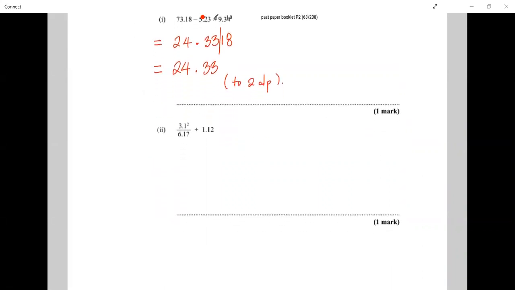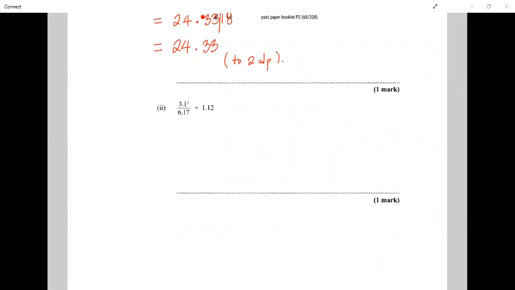All right, next, this is 3.1 squared divided by 6.17. If we want, we could just put this in the calculator as well and press equal. It's 3.1 squared divided by 6.17, and to this we're going to add 1.12. All right, so the answer here is 2.6775. Some other digits come after it, but we could stop here.